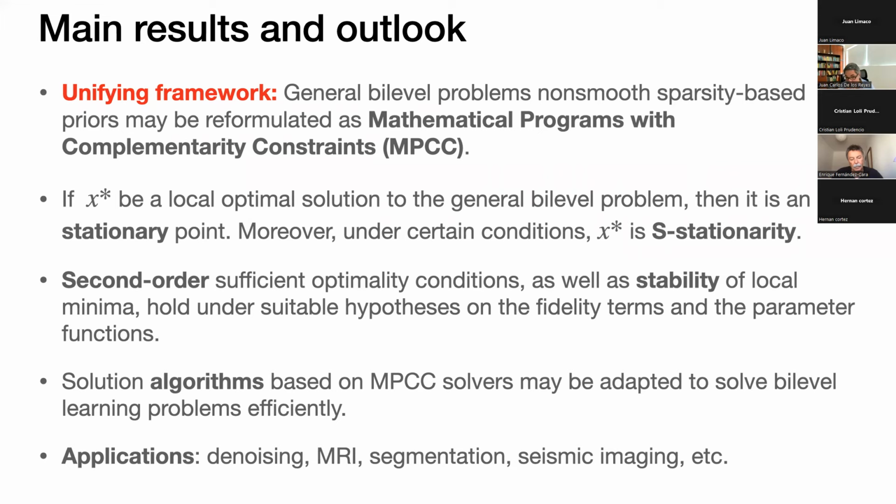So what's good about this, or the first consequence, is that the bilevel learning problems for non-smooth sparsity-based priors may be reformulated as mathematical programs with complementarity constraints. And it doesn't matter if it's total variation or the total generalized variation. All of those can be considered within the same framework. And apart from that, since you have tailored constraint qualification conditions for these type of problems, you can prove that the solutions are either M-stationary points or strong stationary points, where strong stationarity is basically the KKT type of conditions that you may know from nonlinear optimization. You can prove also second order sufficiency and stability of the points, and you can apply different types of algorithms incorporated in MPCC solvers, either commercial or not.